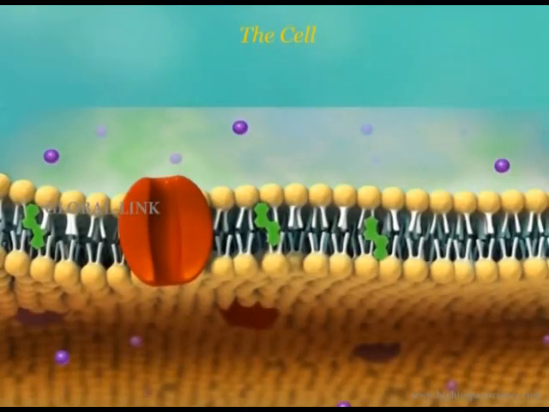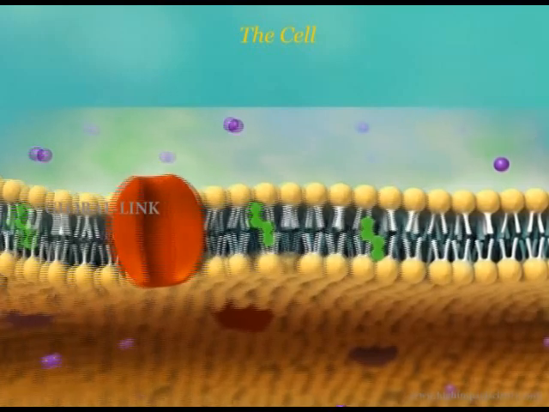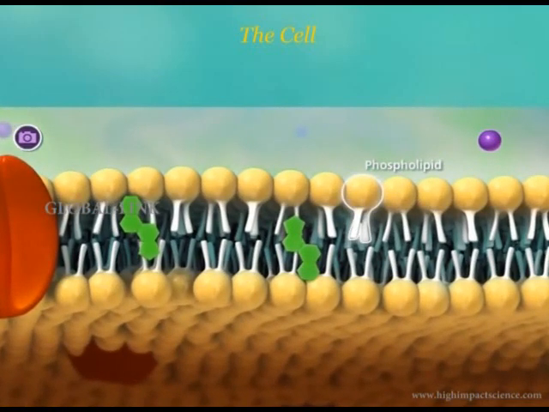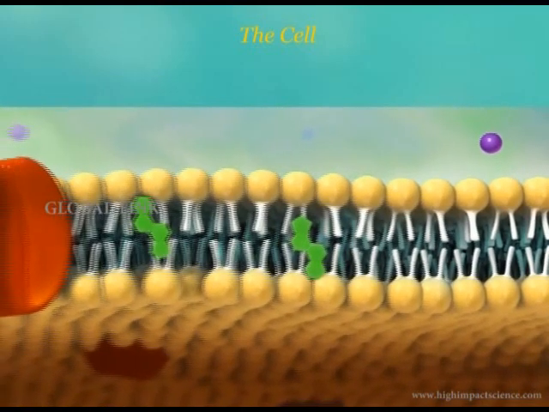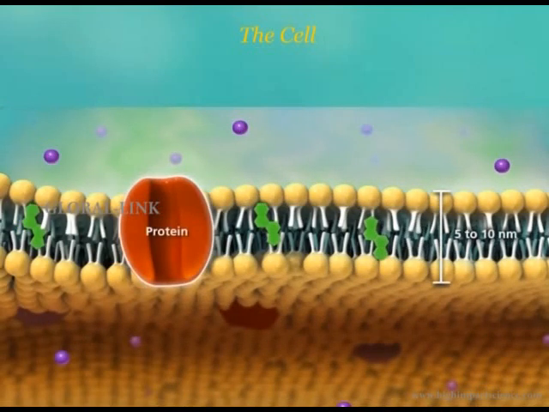The cell membrane is also called the plasma membrane. The plasma membrane surrounds the cell and separates the interior of the cell from its environment. This semi-permeable membrane is composed of a lipid bilayer made up of phospholipids. The plasma membrane is embedded with proteins and also contains cholesterol.